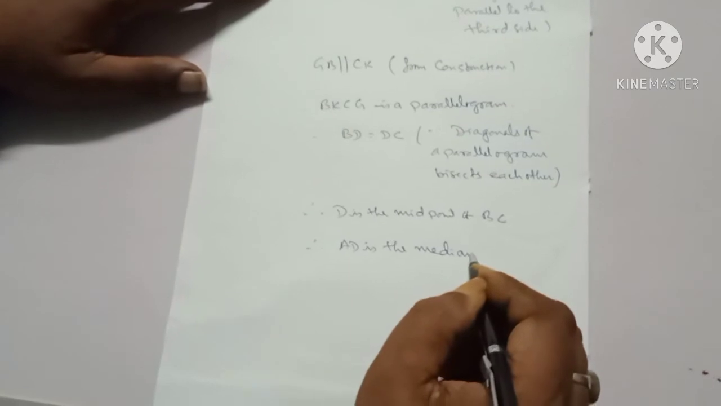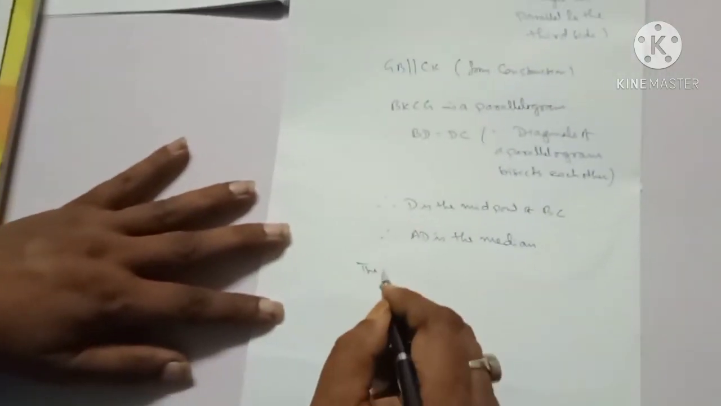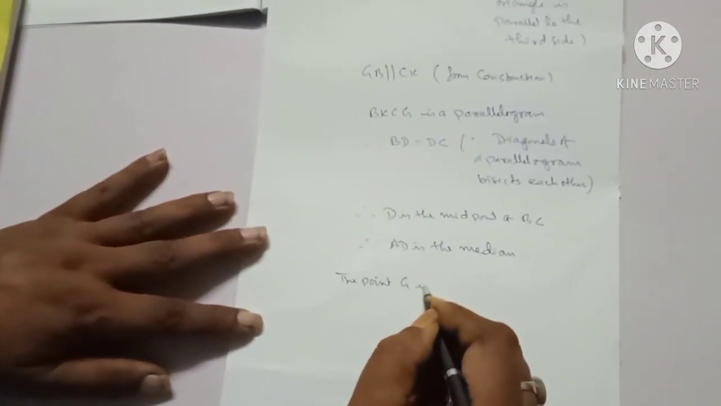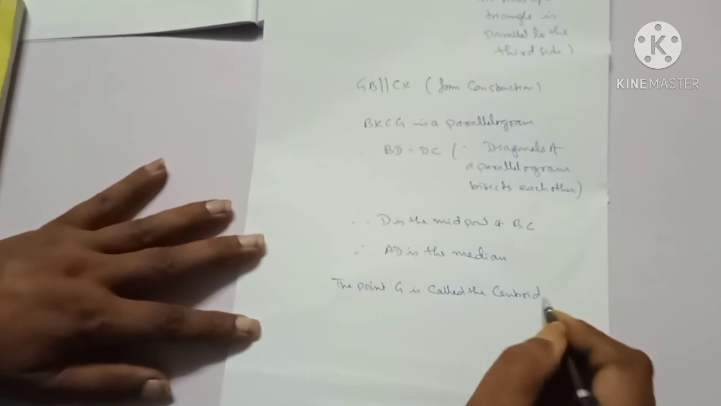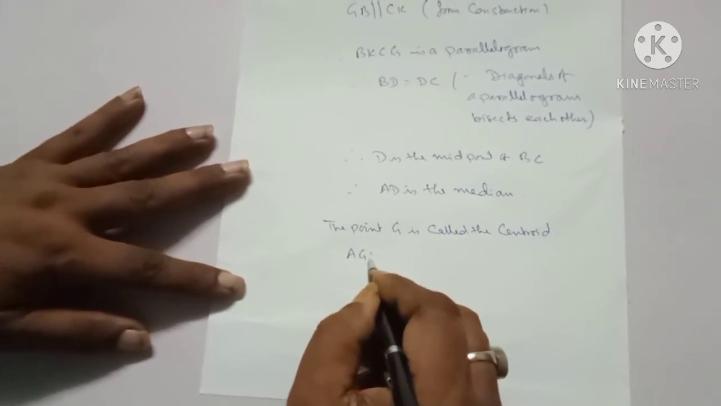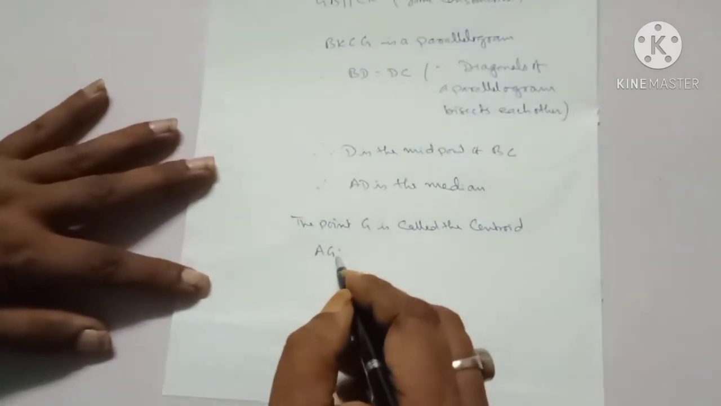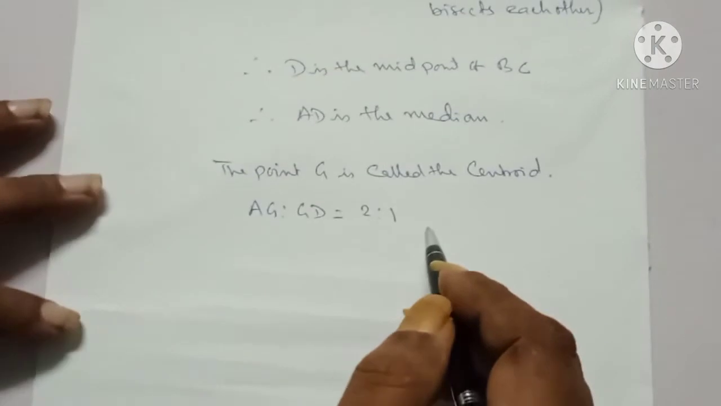Now point G is called the centroid. AG is to GD, the ratio is 2:1. How 2:1? I can prove it.